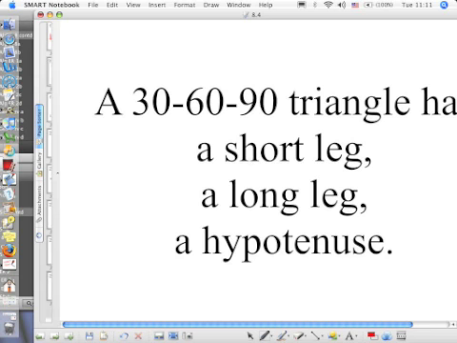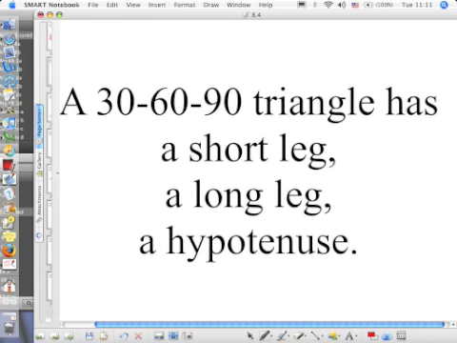A 30, 60, 90 degree triangle, we call the three sides of it these three things. It has a short leg, a long leg, and a hypotenuse. Okay, well the hypotenuse is the hypotenuse. The other two sides are legs, but we have to distinguish between them because they don't equal each other. Well, one's shorter than the other. That's why we have short and long.